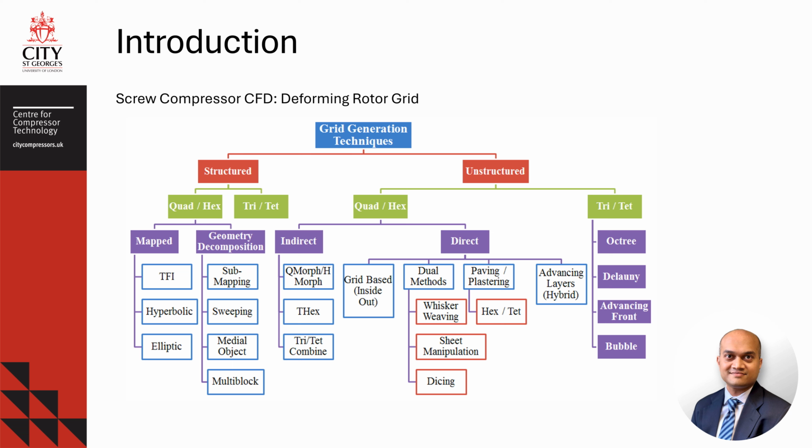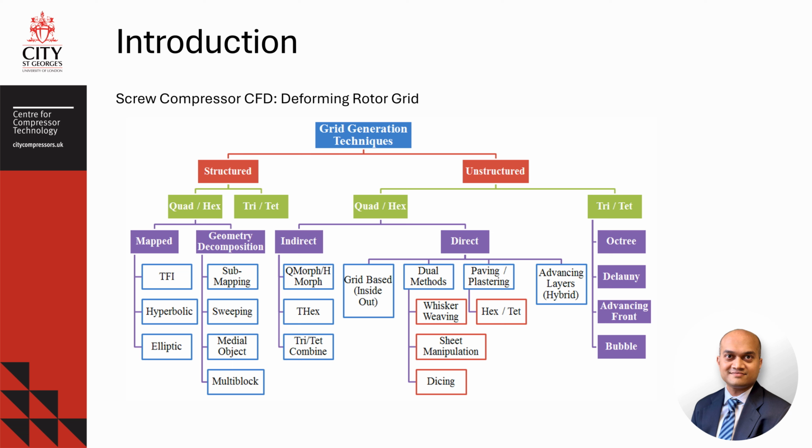Grid generation techniques can be broadly classified into structured and unstructured grids, or meshes as they are commonly called. And most of the commercially available CFD solvers, which are based on finite volume method, work with an unstructured mesh or unstructured grid. Depending on the dimensions, they can be further classified into quadrilateral or hexahedral in 2 dimensions, or triangular and tetrahedral in 3 dimensions. And also in 3 dimensions, there are polyhedral structures.